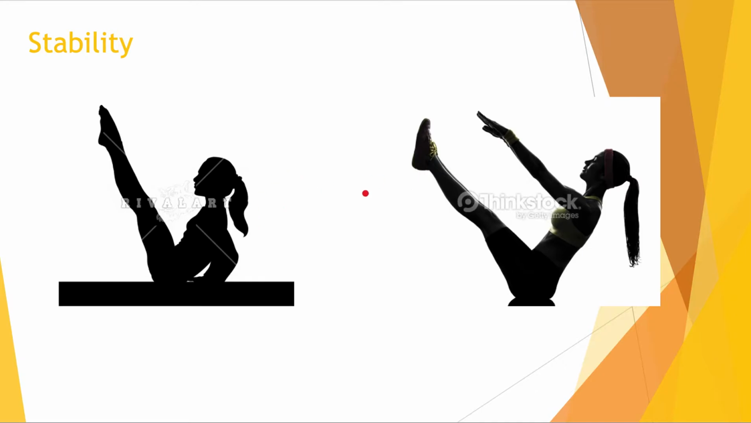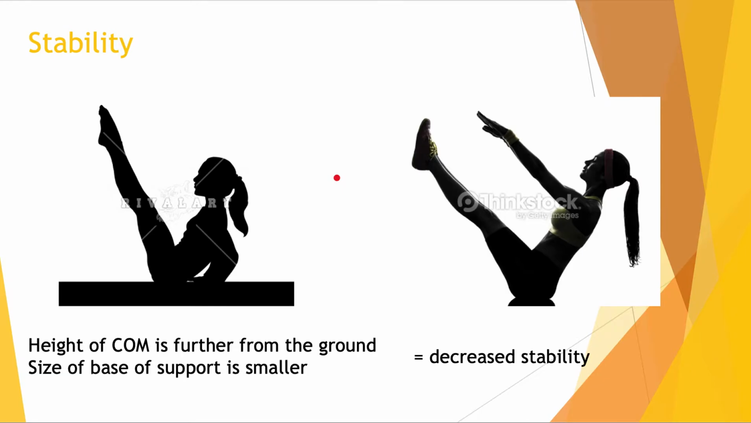If you could just consider the two diagrams, which would you think to be the least stable? So in this second picture, the height of the centre of mass is further from the ground. The reason for that is that the performer's brought her arms above her head, or she's raised her arms higher than they were. She also, if you noticed, is a taller performer than the first one, and therefore the centre of mass is further from the ground. She's also got a smaller base of support in the second picture because she's taken her hands off the floor, and therefore she has decreased her stability in the second picture.